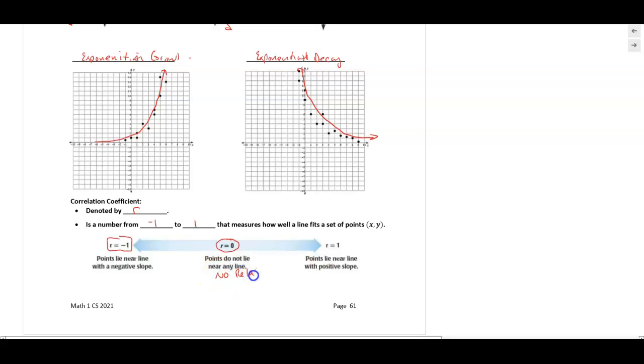No relationship or correlation. If it's closer to 1, that tells you that it's a very strong linear correlation and that the line would have a positive slope. Okay, and we're going to talk about this a little bit as we move along. So remember, the closer to -1 or 1, the stronger the linear relationship.